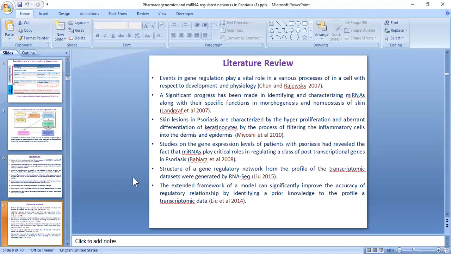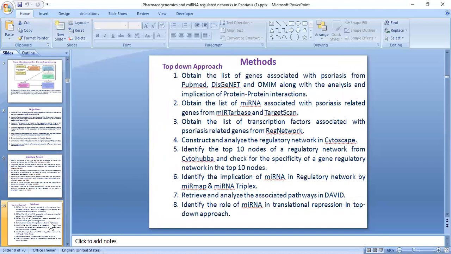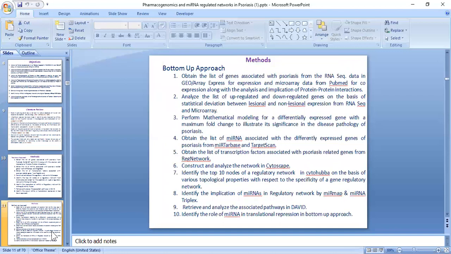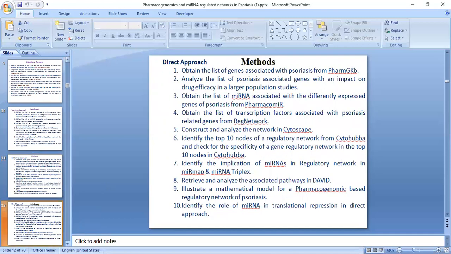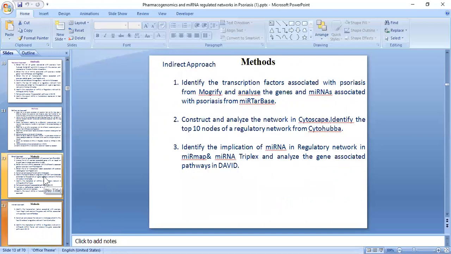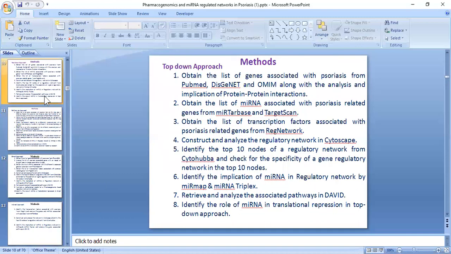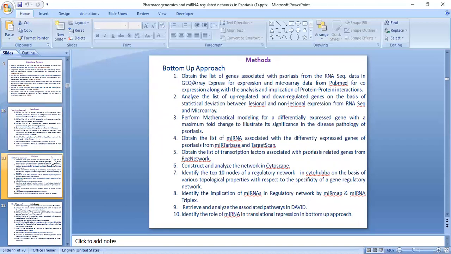With respect to the literature review, it's evident that gene regulation plays a vital role in the physiology as well as the pathology. The structure of the regulatory network is associated with the profile of the transcriptome. It is highly evident from a lot of RNA-seq studies, and Liu was the person who figured it out. With respect to the methods, the rest of the protocol is the same, only the gene set varies. And in all these methods, I have analyzed the pathways and tried reconstructing the pathway.